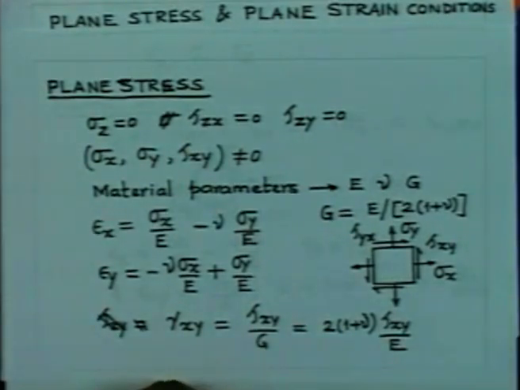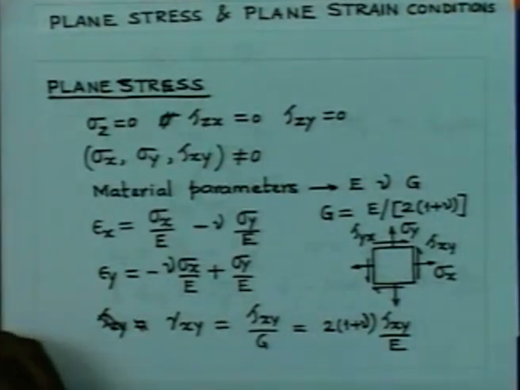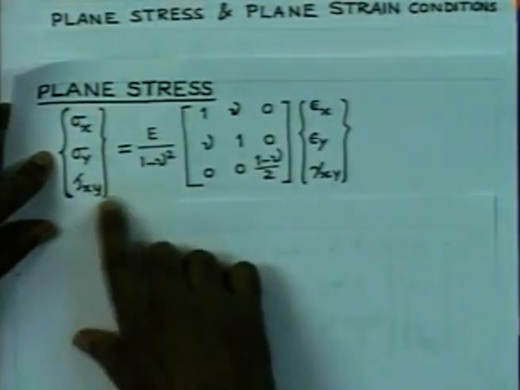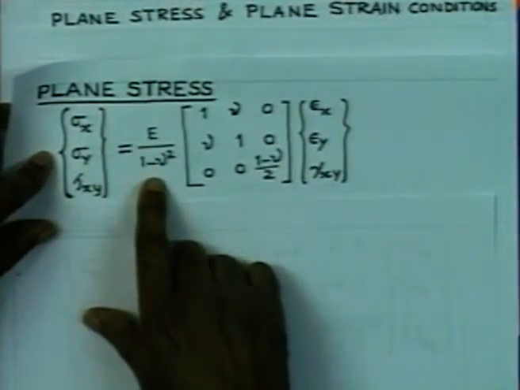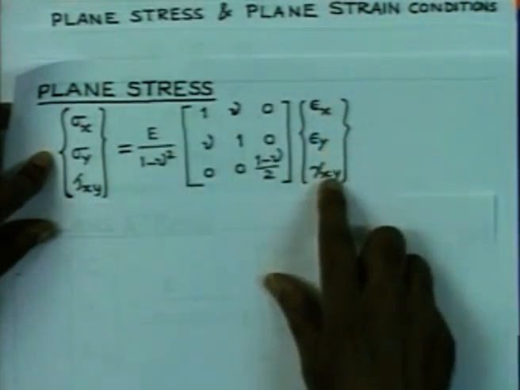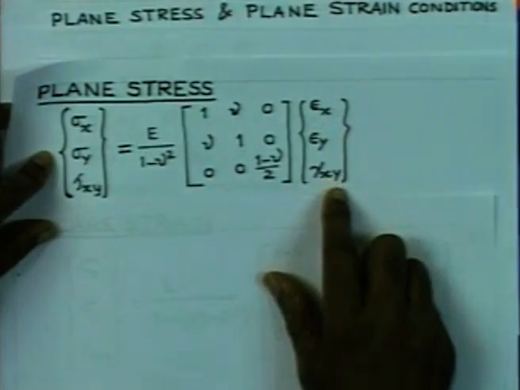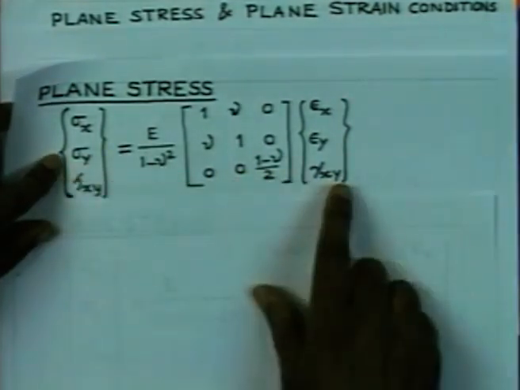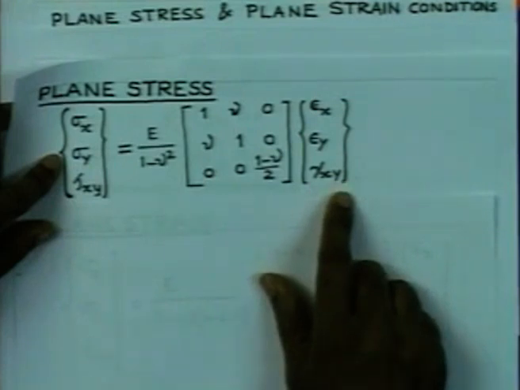in the case of plane stress. If you invert this relationship, if you try to calculate the stresses in terms of strains using these three relationships, you get a relationship of this form: sigma x, sigma y, tau x y is equal to E by 1 minus nu square into this matrix multiplied by epsilon x, epsilon y, gamma x y. So, this gives you the relationship between stress and strain in the case of plane stress.